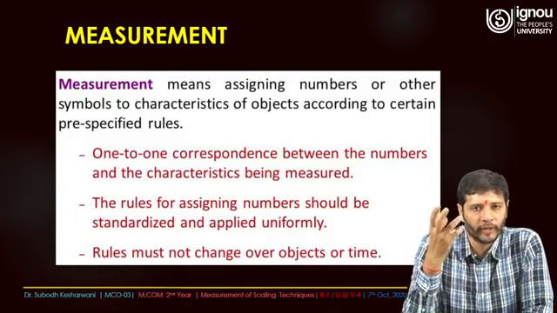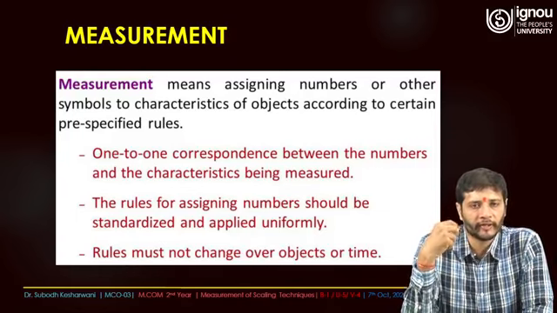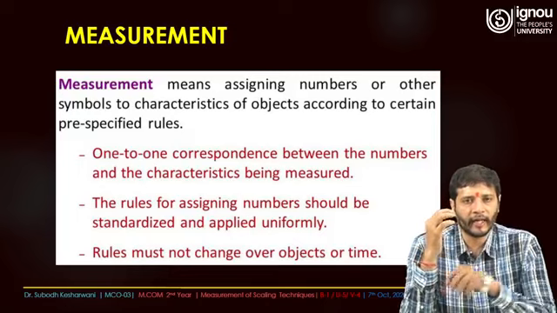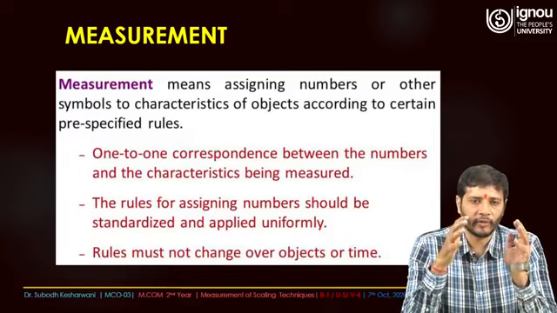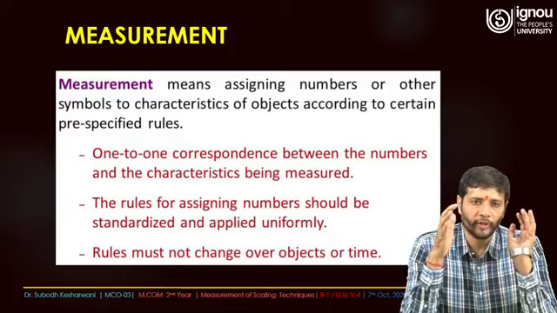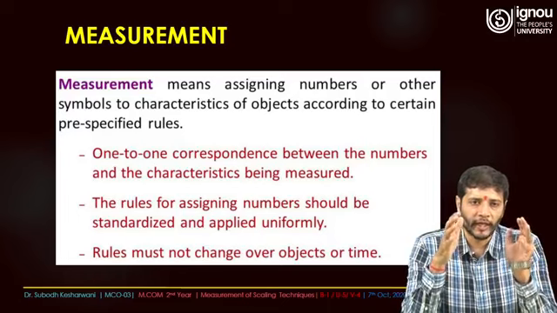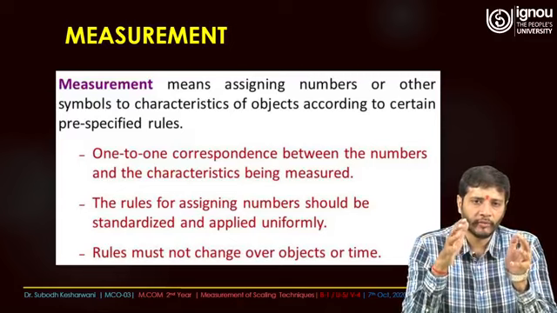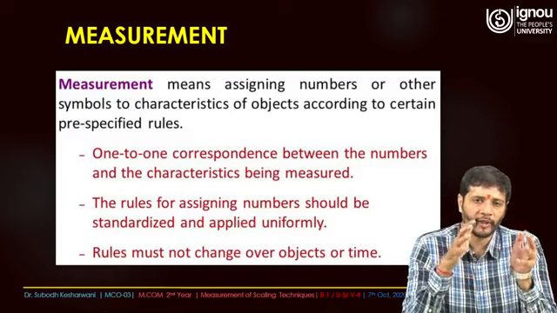So there is a one-to-one correspondence between the numbers and the characteristics being measured, and the rules for assigning numbers should be standardized and applied uniformly. There must be set or standard rules. Like if you are taking kilometer as a base, then you are going to take kilometer only, not meter or centimeter. So there must be some uniformity and some homogeneity.